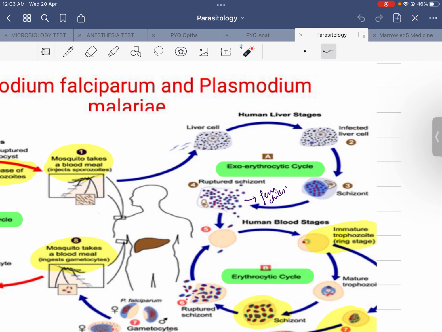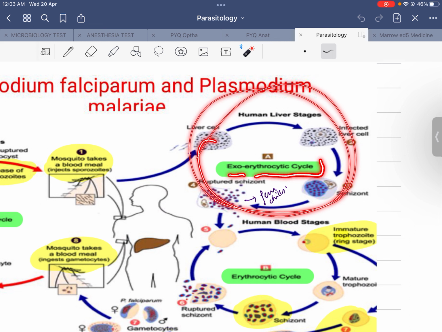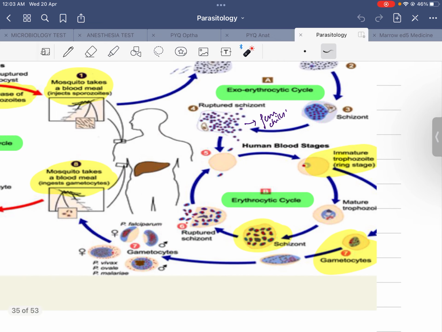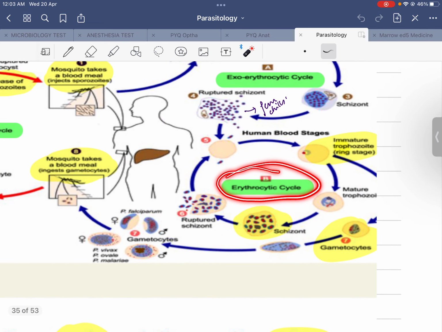Now this cycle which happened in the liver is called the exoerythrocytic cycle. Now this can also infect the RBCs. That cycle will be called the erythrocytic cycle. So what is happening? It is infecting the RBC. You have the immature trophozoite stage, the ring shaped form. Then you'll have the mature trophozoite stage. You can have the schizont stage, and then again the schizont will rupture and the cycle will continue.